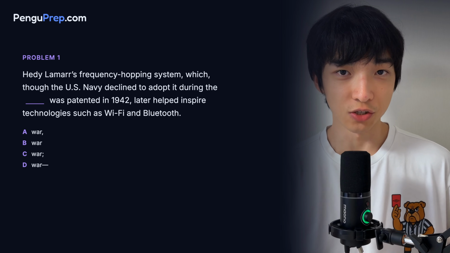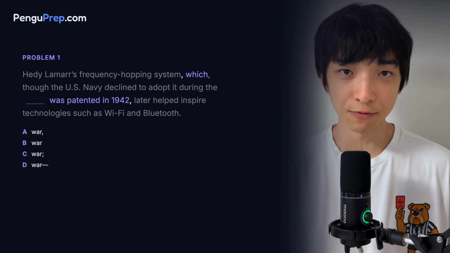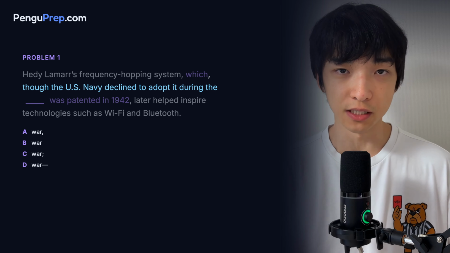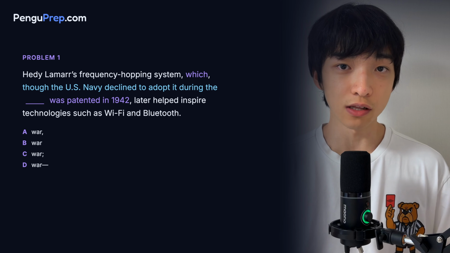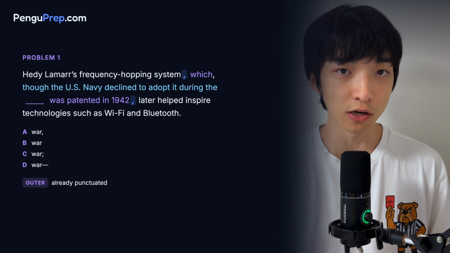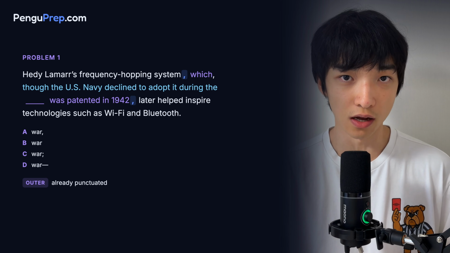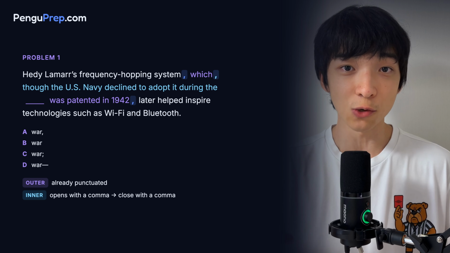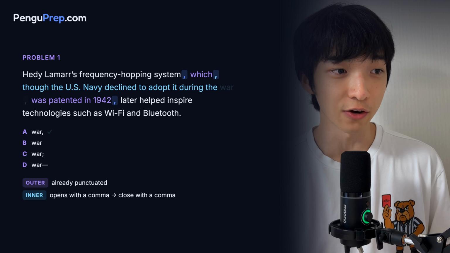The outer non-essential clause is which was patented in 1942. The inner non-essential clause is though the US Navy declined to adopt it during the war. The outer non-essential clause's punctuations are already complete. We just need to determine the correct punctuation to close the inner non-essential clause. Since the inner non-essential clause currently begins with a comma, we must also end it with a comma. This makes the correct answer A.